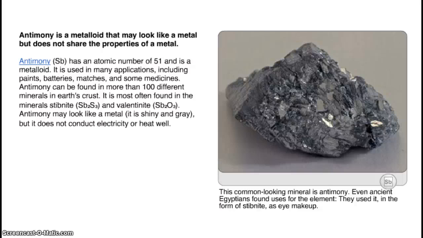It is most often found in the minerals stibnite, Sb2S3, and valentinite, Sb2O3. Antimony may look like a metal. It is shiny and gray, but it does not conduct electricity or heat well. This common-looking mineral is antimony. Even ancient Egyptians found uses for the element. They used it in the form of stibnite as eye makeup.